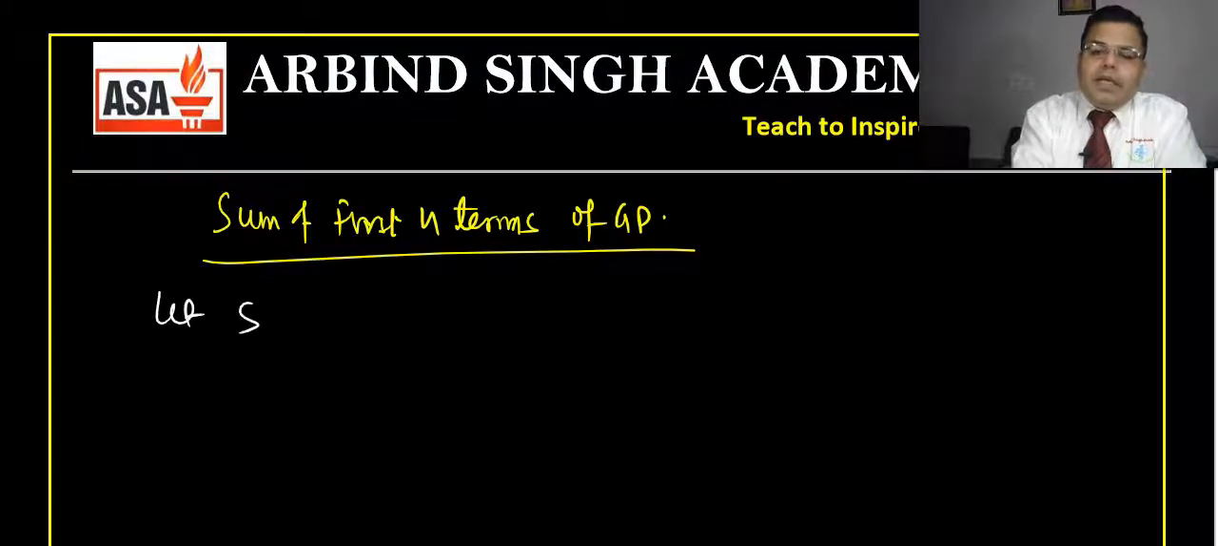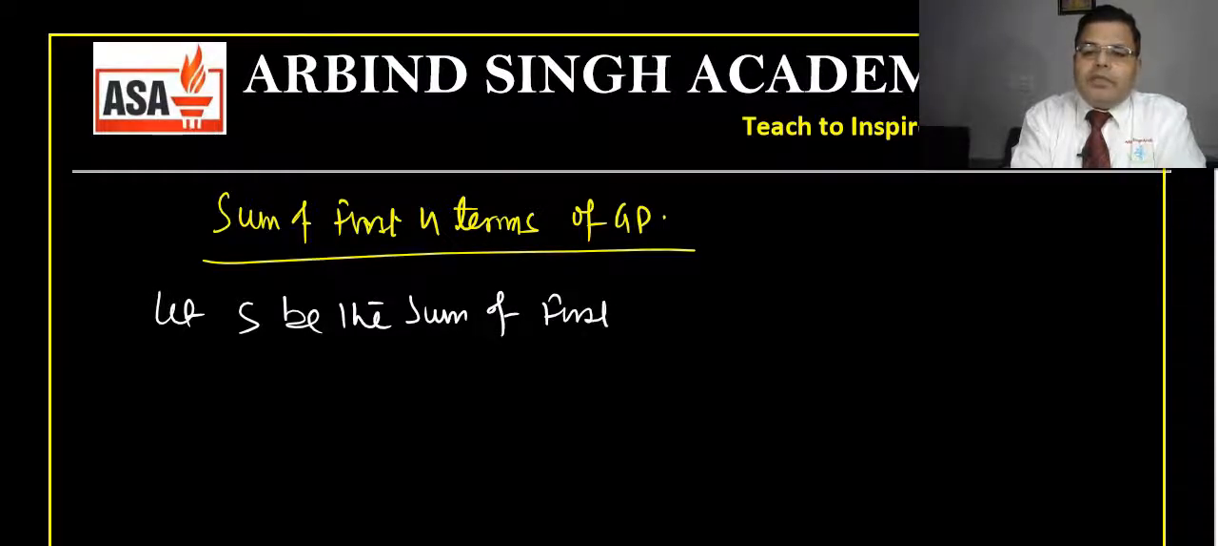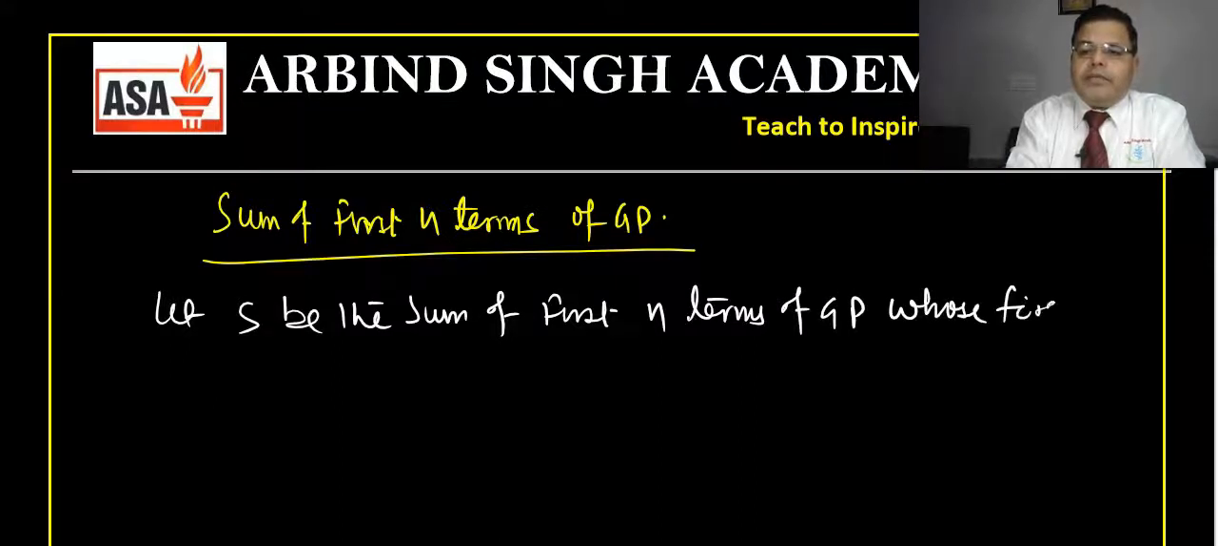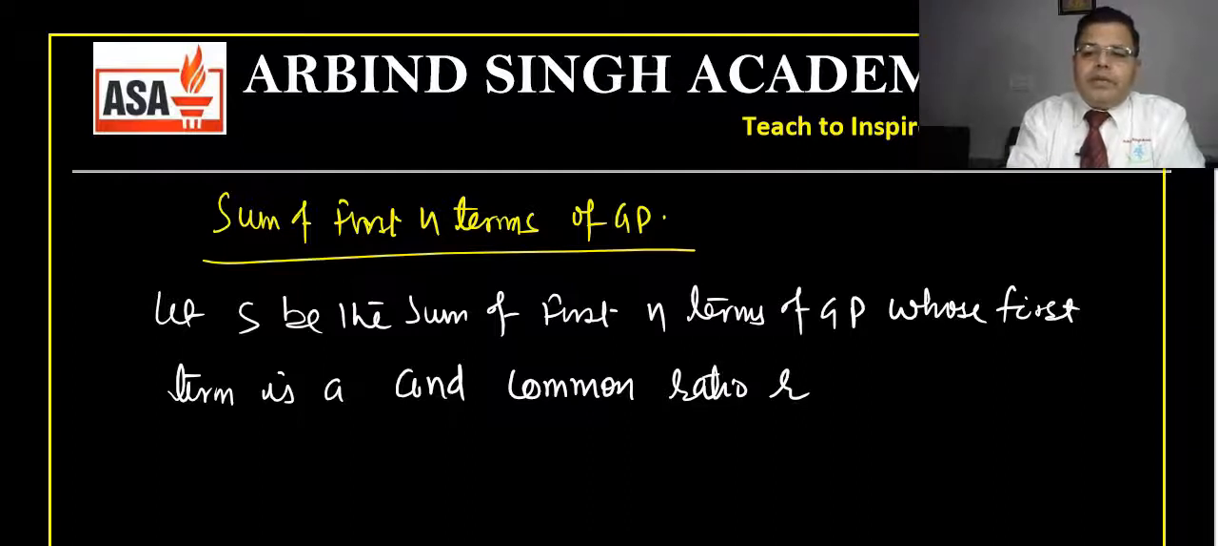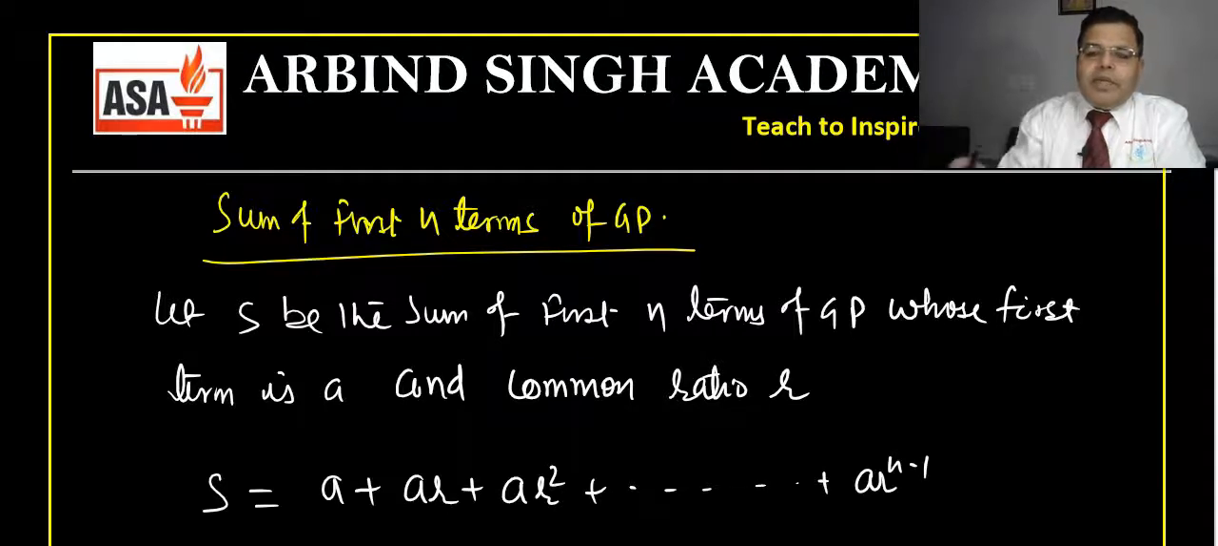Let S be the sum of first n terms of GP, whose first term is A and common ratio is R. Therefore, S is equal to A plus AR plus AR square, up to AR to the power n minus 1.